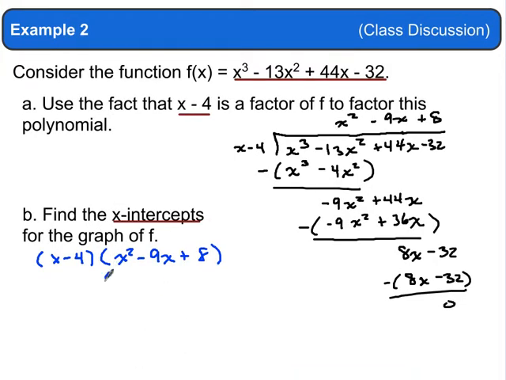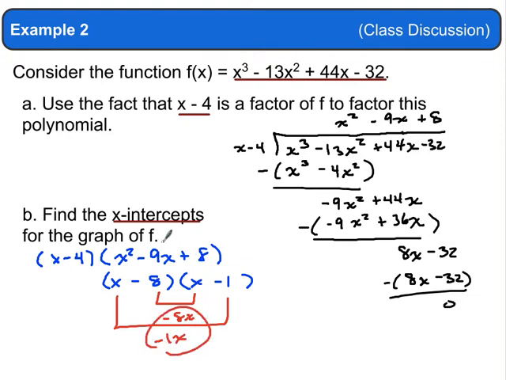and I can factor this one by writing x and x. We could put a minus 8 and a minus 1. Again, how do I know that works? Because if I do this one, that gives me negative 8x. If I do this one, I get negative 1x, and they add up to equal negative 9x, which is what we're looking for. So now I can factor, or solve for the x-intercepts.